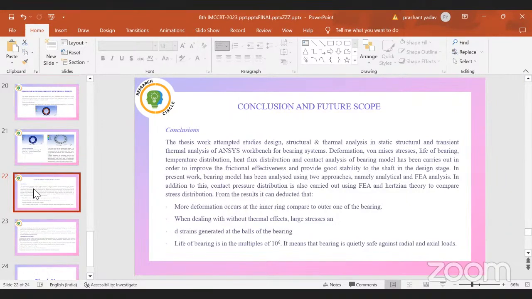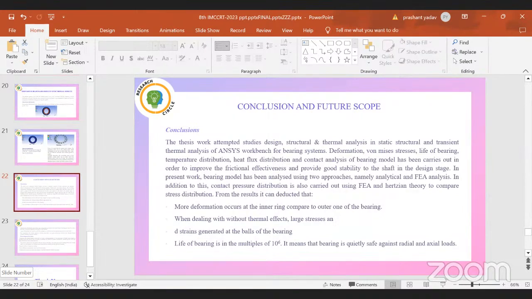We have done two approaches: first one is analytical and FE analysis. In addition, the contact pressure distribution is also carried out in FEA, finite element analysis, and Hertzian theory to compare stress and deformation. From the result, it can be deduced that more deformation occurs at the inner ring compared to the outer ring.